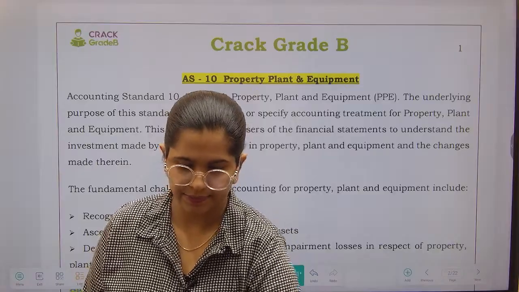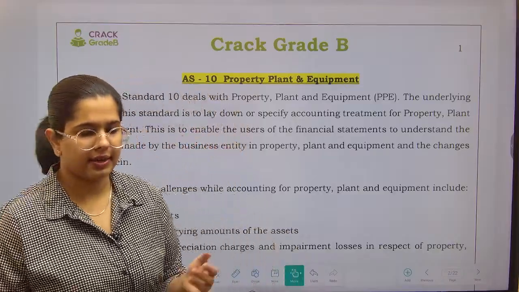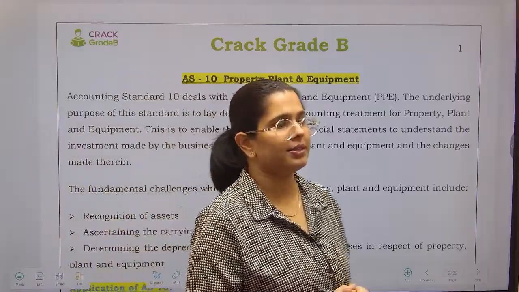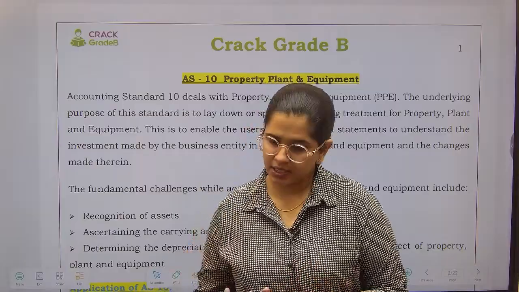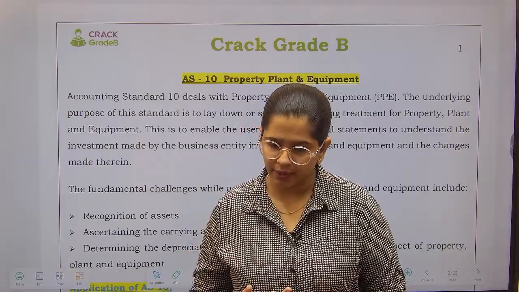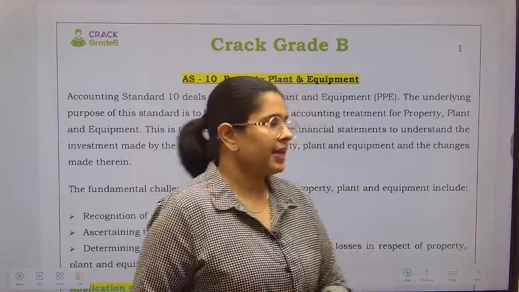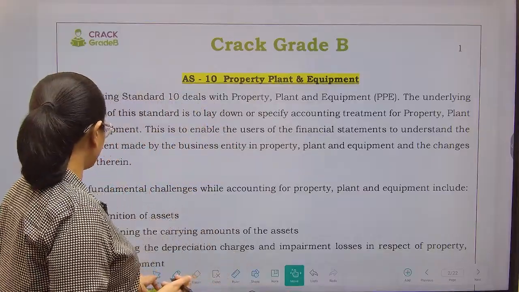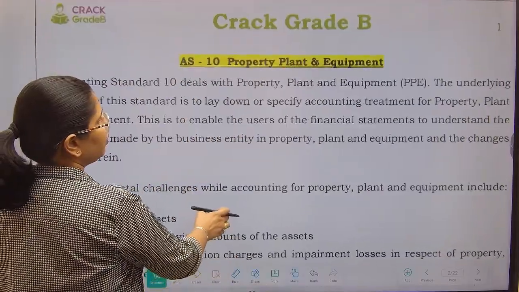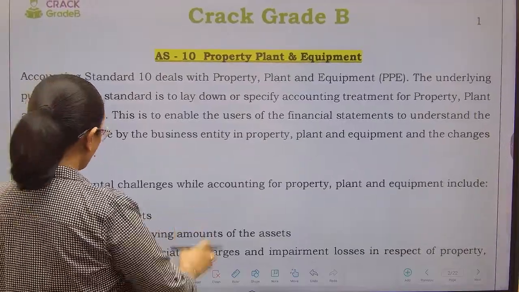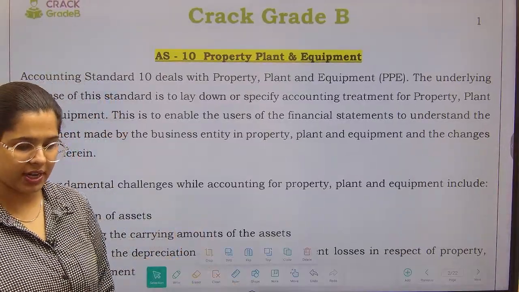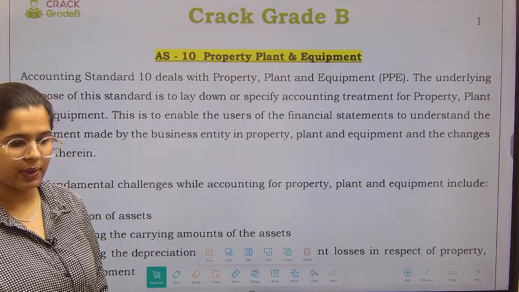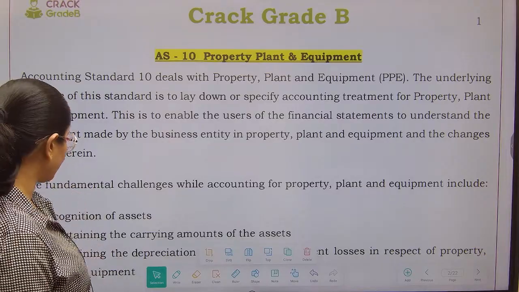Let's start. So we have accounting standard 10, property, plant and equipment. In this particular accounting standard, we'll also be talking about the methods of depreciation that have been provided over here, right? So AS10. It helps us to know at what value we should represent our financial statements.